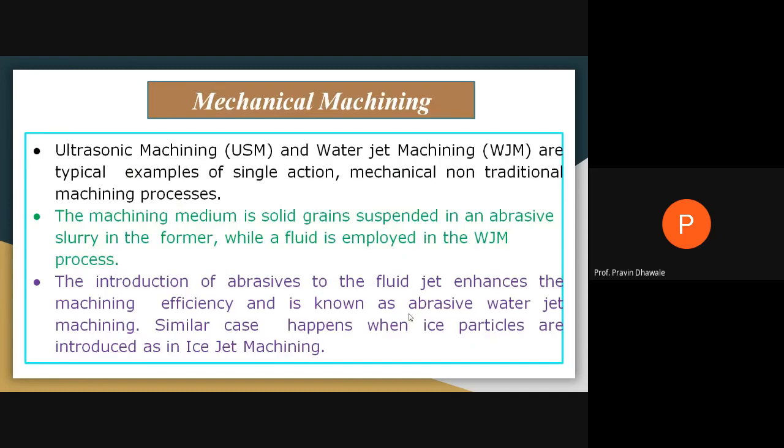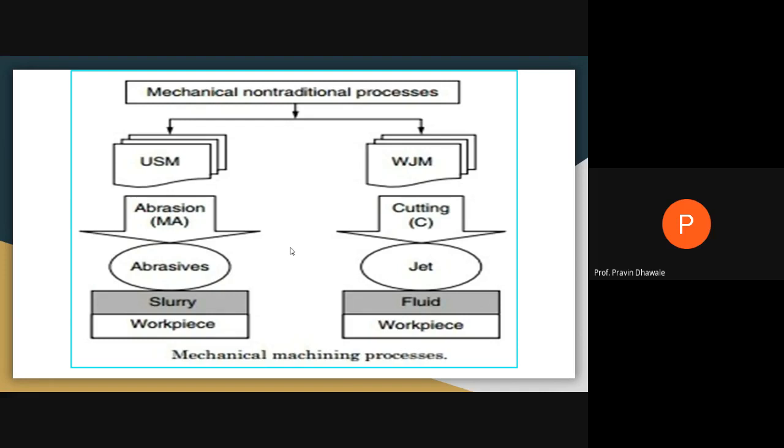What we have discussed over here? Ultrasonic machining and water jet machining are examples of a non-traditional mechanical process. The machining medium is a solid grain suspended in an abrasive slurry. In ultrasonic machining, we are using the abrasive slurry, and in water jet machining, you are using the fluid as a cutting working medium, right? So this is an example of a mechanical energy based non-traditional process.